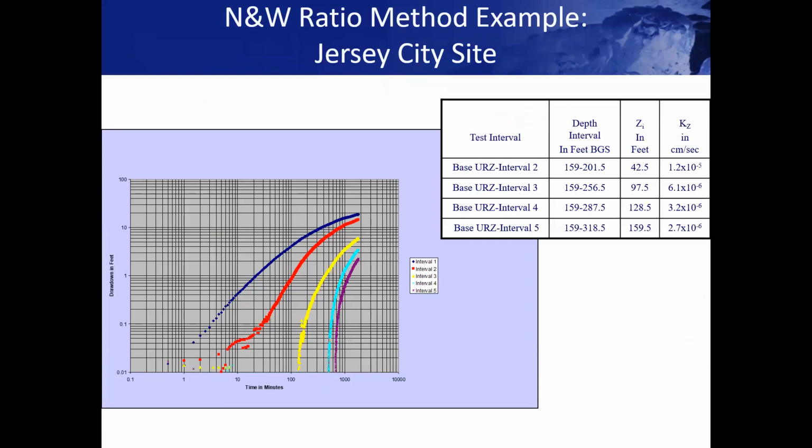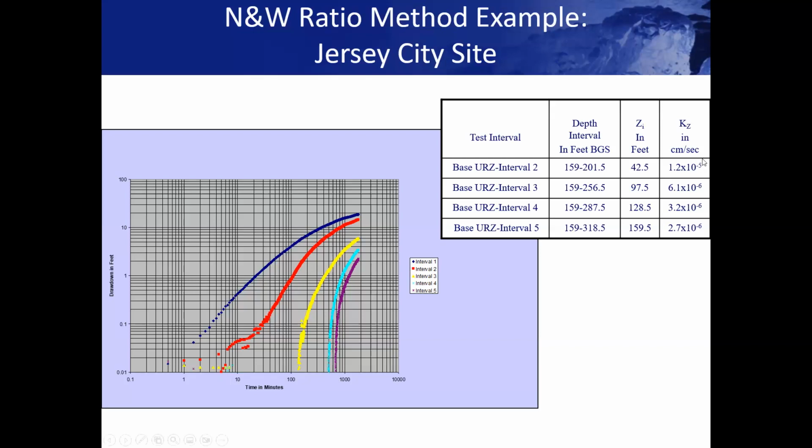So here's just an example of an actual test. This was done in Jersey City in the Passaic Formation. The upper rock zone, the URZ, is shown here as the blue line. So that obviously begins drawdown rapidly, up to close to 20 feet of drawdown. And then we have a series of 4 additional monitoring wells that are at greater vertical depths in the rock. And the distances are given here. But you can see that each well in turn is subject to drawdown as the drawdown propagates downward, in this case, through the lower permeability rock.